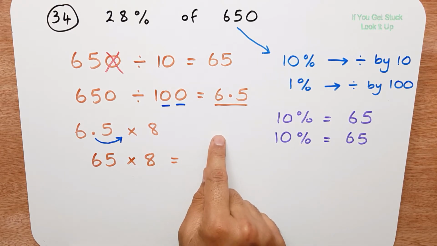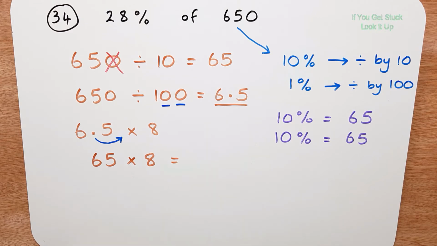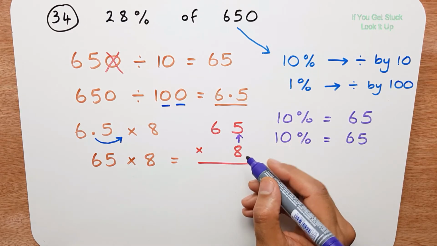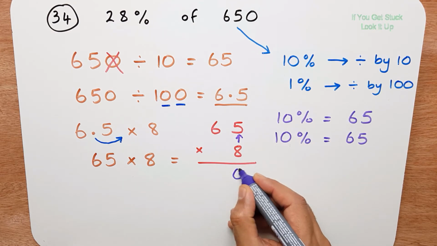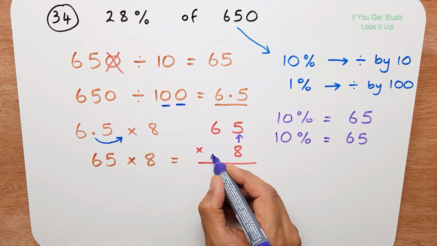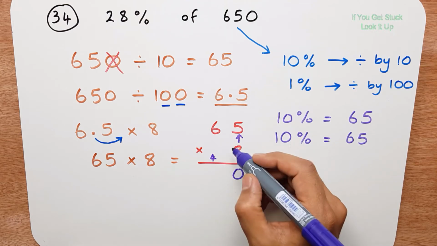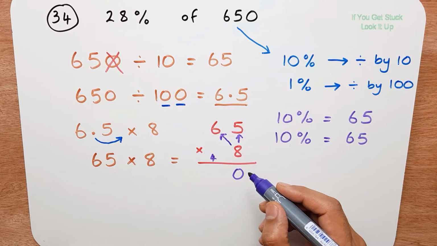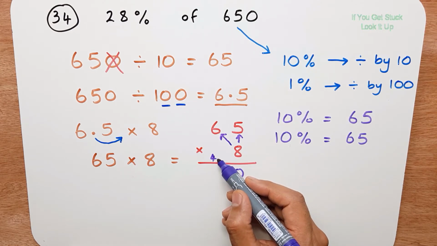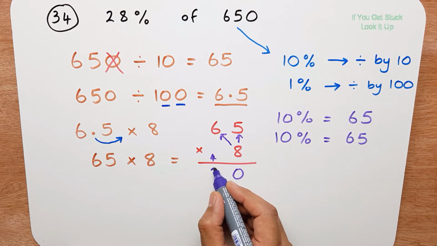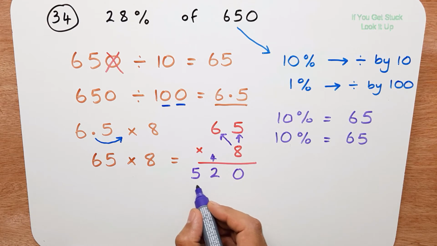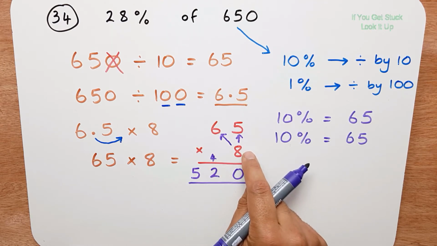I'll do that here in column multiplication. Now I do 8 times 5, which is 40. So I put 0 down and I carry the 4 to the next column. Now I do 8 times 6, which is 48, plus this 4 that I've carried over is 52. So I put the 2 down and I carry the 5 over to the next column. I write it straight down because I've finished. There's nothing else to do there.